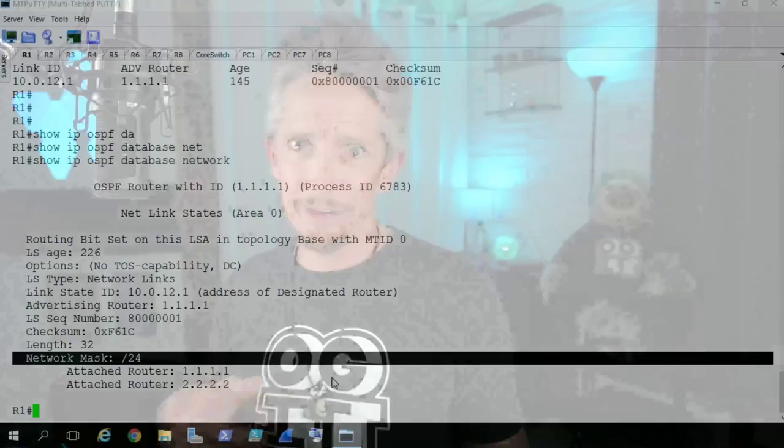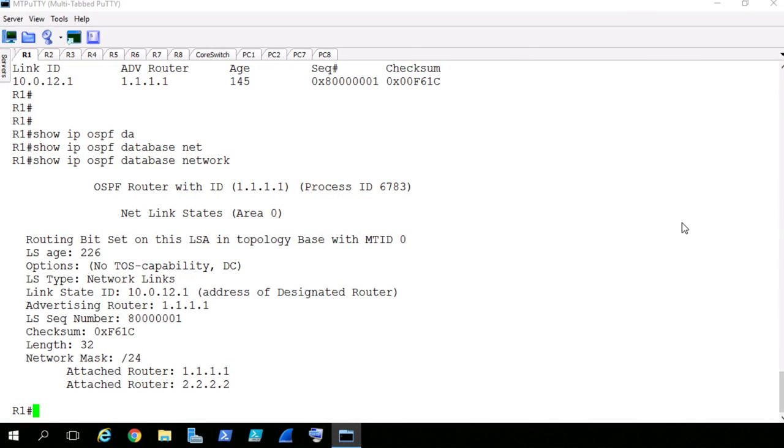Let me look at our objectives. I wanted to cover two things in this live stream. I wanted to cover when neighbors are expecting to have a designated router, and the answer to that was if the network type is broadcast. Let me show you that real quick, in case you're fairly new to this, to reinforce that.